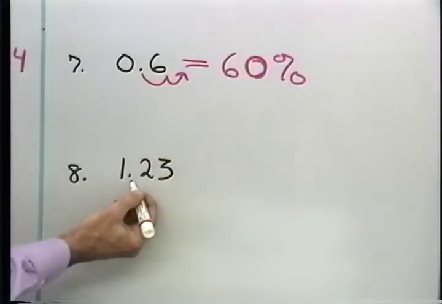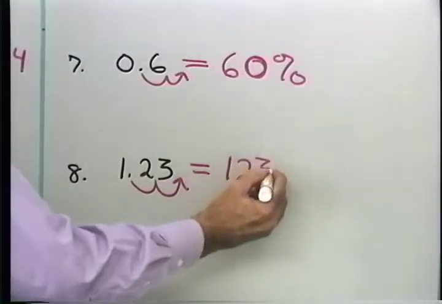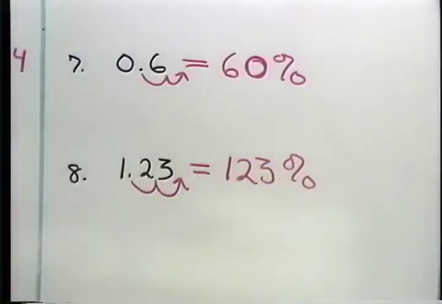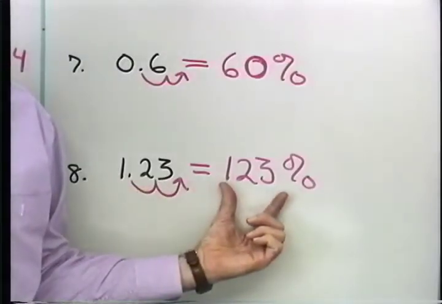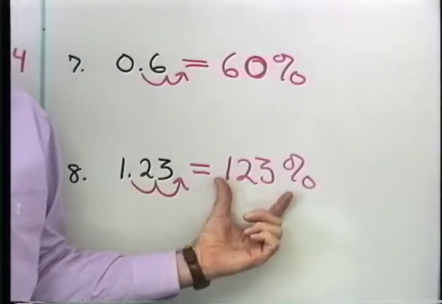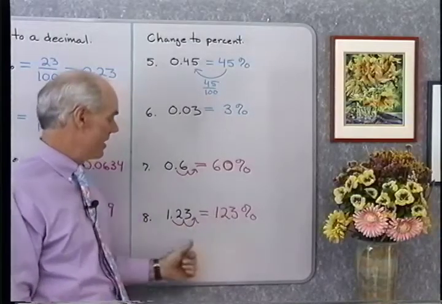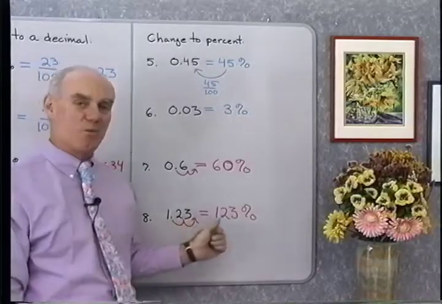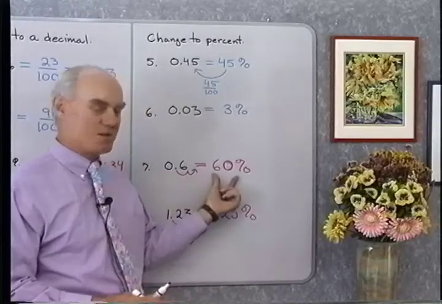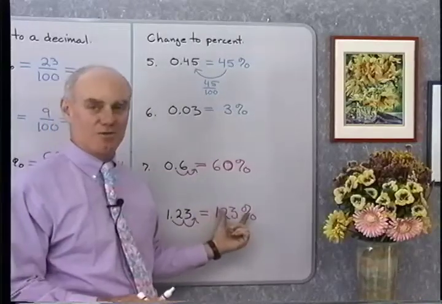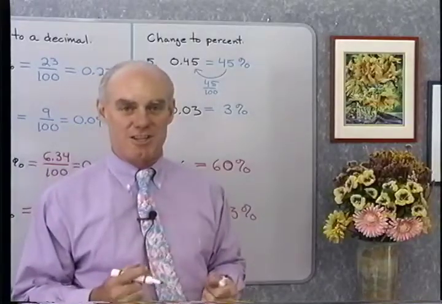Now 1.23, I'm going to move the decimal point 2 places to the right, I get 123, and then I attach my percent symbol. So 1.23 is the same as 123%. So let's go to the wide camera here for a second. Okay, so 1.23 is the same as 123%. So when I have a number that's bigger than 1, I get a percent that's bigger than 100%. So 0.6, 60%. 1.23, 123%. The next thing we want to do is change some percents into fractions. Let's take a look at those.